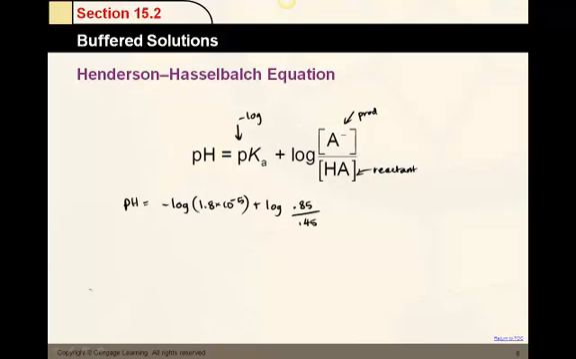When I did this, I got 4.744. I didn't do too much rounding for this. And the log of 0.85 over 0.45 was 0.276. And of course, when I worked it out, I got 5.02. So therefore, you can see that whether you use the Henderson-Hasselbalch equation or you just prefer to use the ICE chart, you can get the same answer.